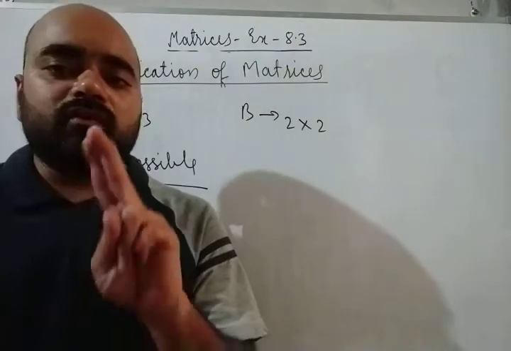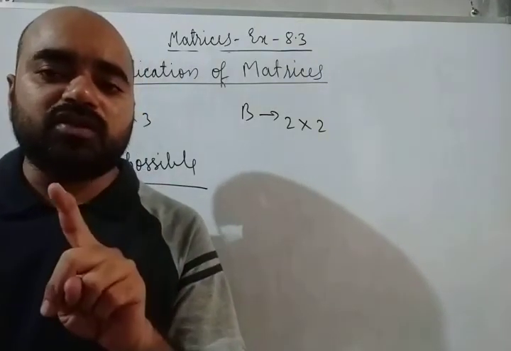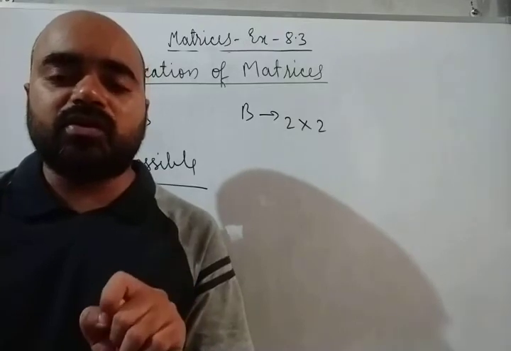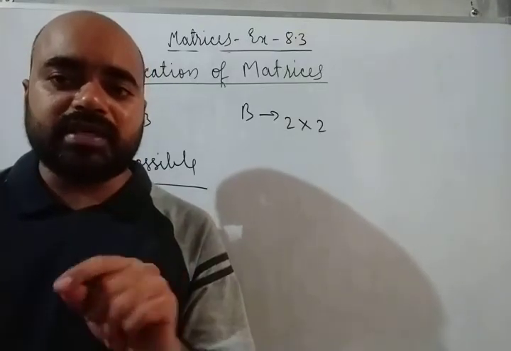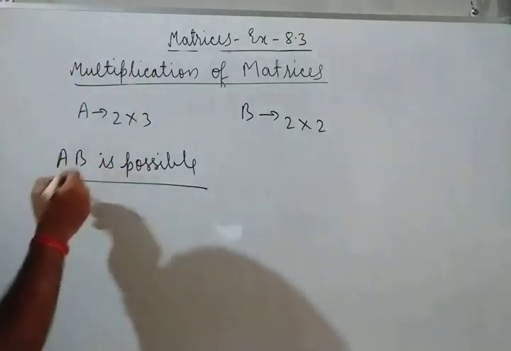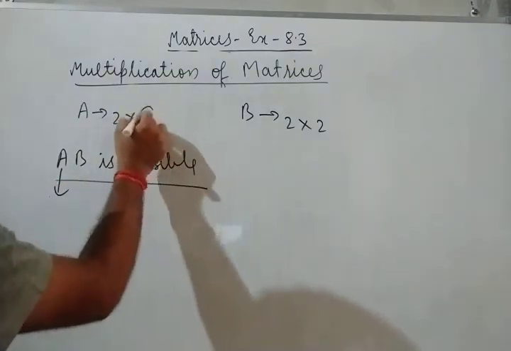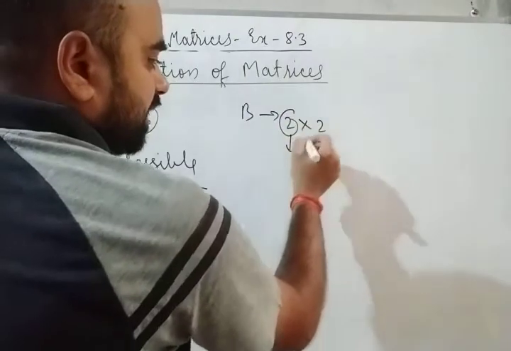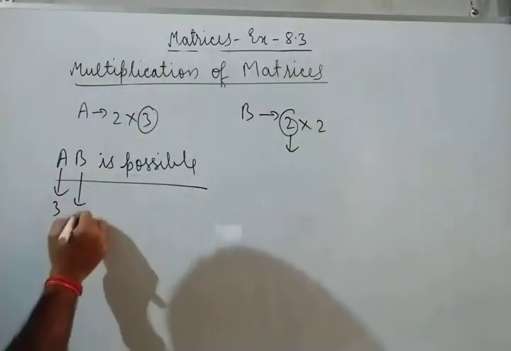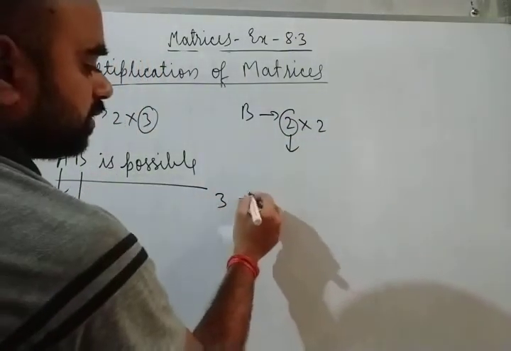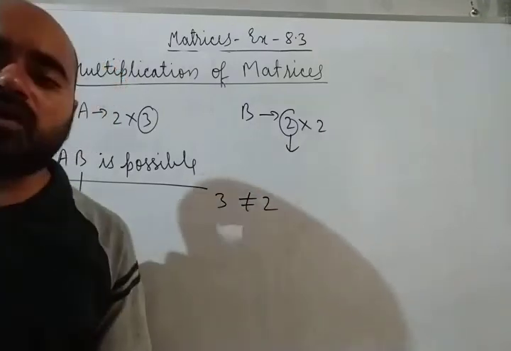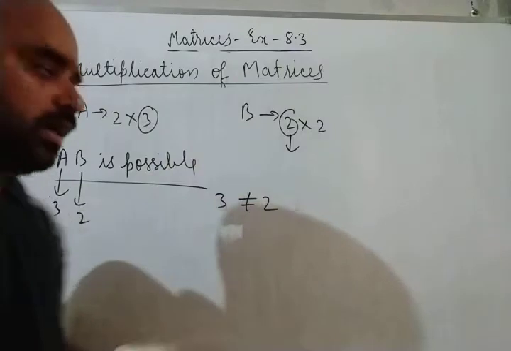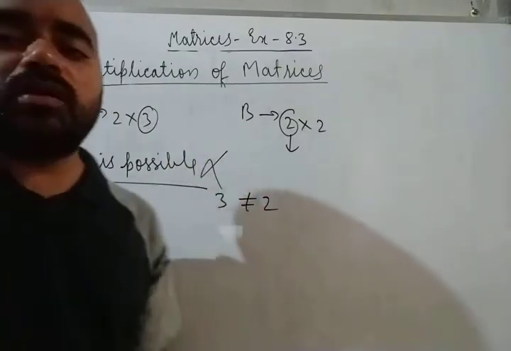AB means what is the condition for multiplication of two matrices? The number of columns in the first matrix must be equal to the number of rows of the second matrix. Now what is the number of columns in A? It is 3. What is the number of rows in the second matrix? That is 2. It means 3 is not equal to 2. Clear? It means here AB is not possible.